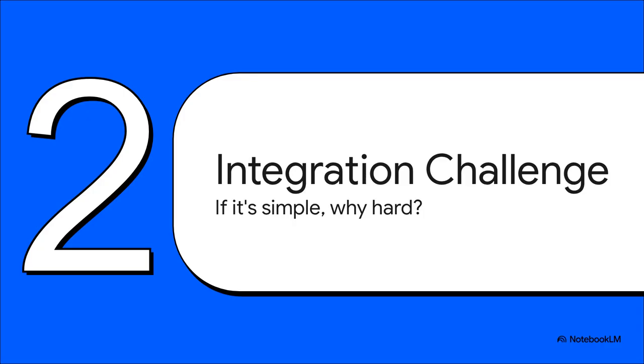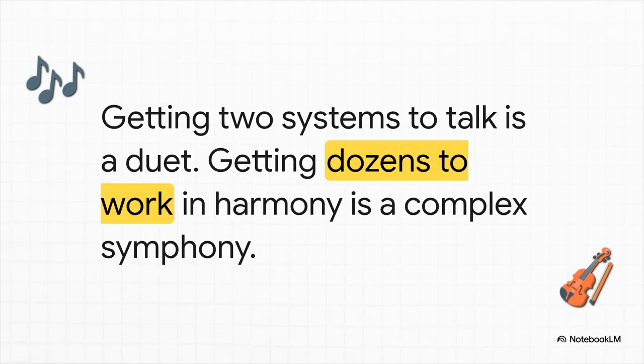Now, that all sounds pretty simple, doesn't it? An API is just a waiter taking an order. So if that's the case, why is getting different systems to actually work together so incredibly difficult sometimes? Well, having one waiter for one table is one thing. But what happens when you're trying to manage a whole orchestra? See, connecting one app to another, that's like a duet. It's manageable. But what modern companies need, that's a full-blown symphony.